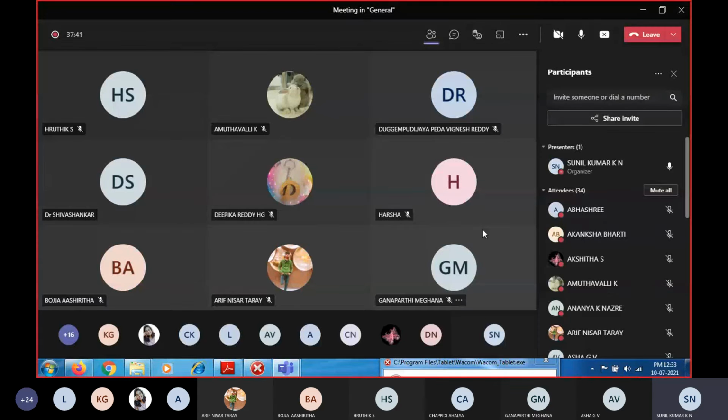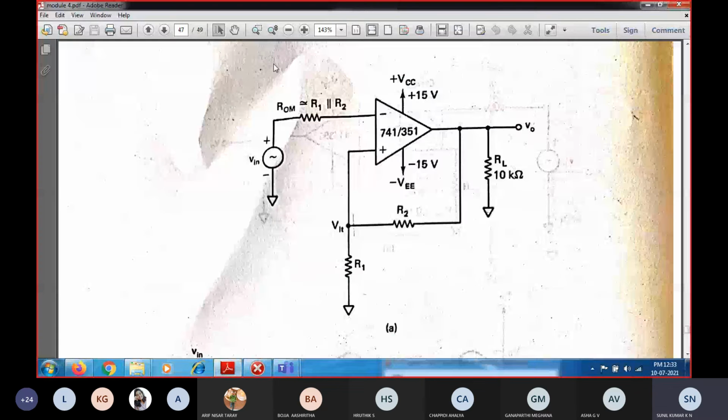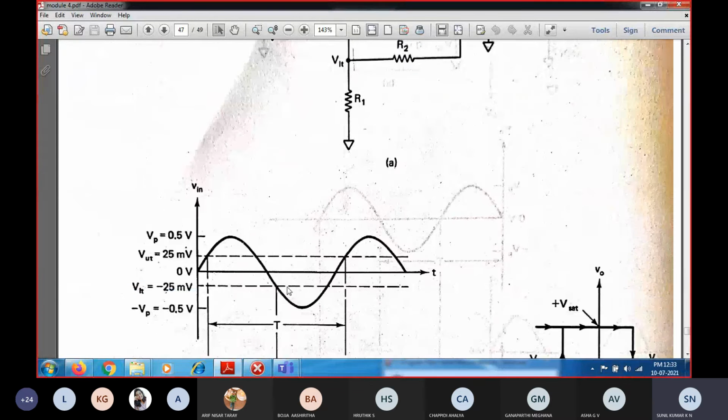So in this, the value of the resistances R1 and R2, the proper selection of this resistance, is going to cause the upper trigger point and lower trigger point to vary. If you have equal value resistances, then you will have the upper trigger point as well as the lower trigger point. In this case you can see the upper trigger point is selected as 25 millivolts, and the lower trigger point is minus 25 millivolts.